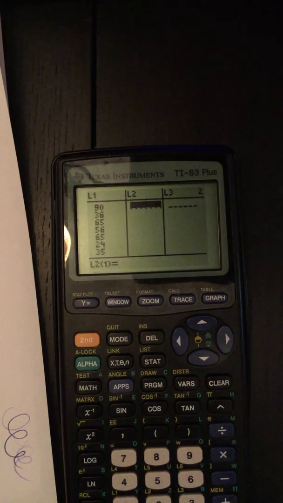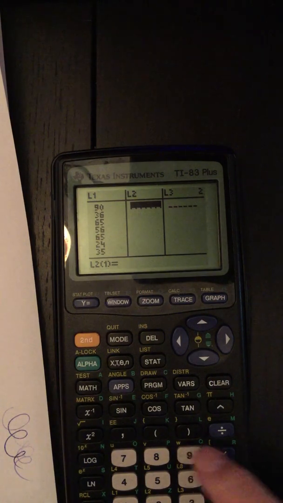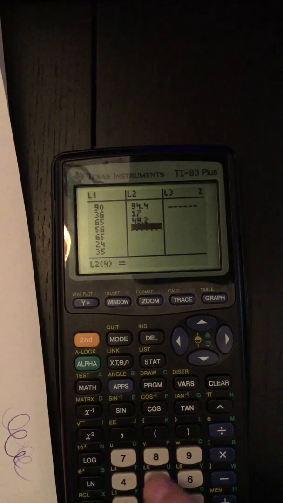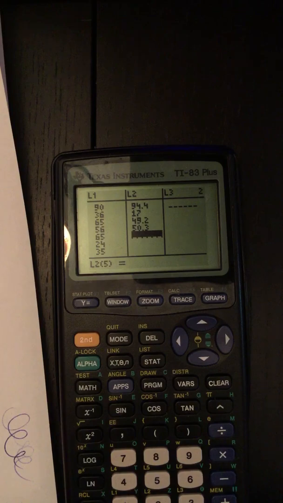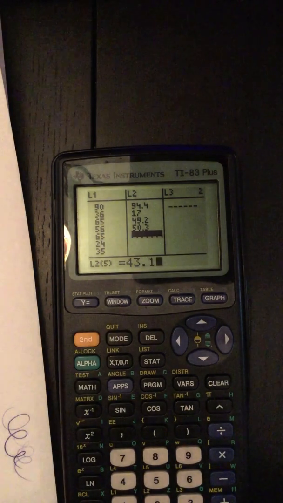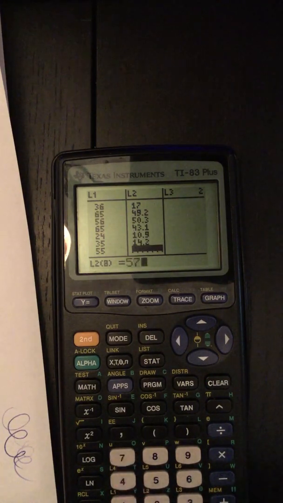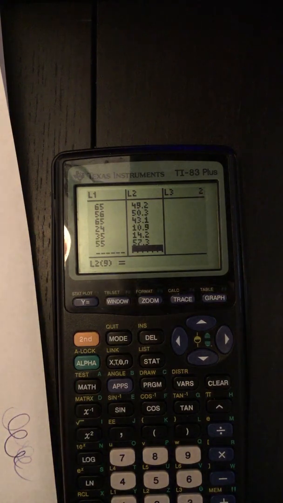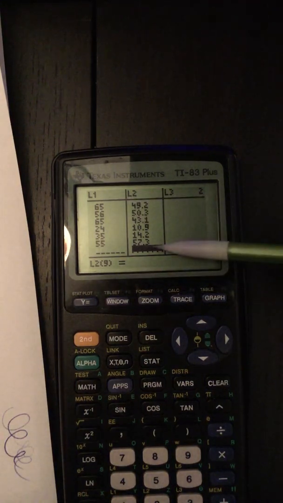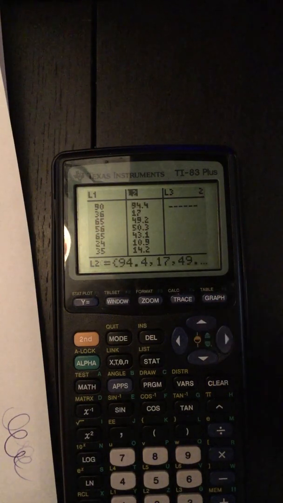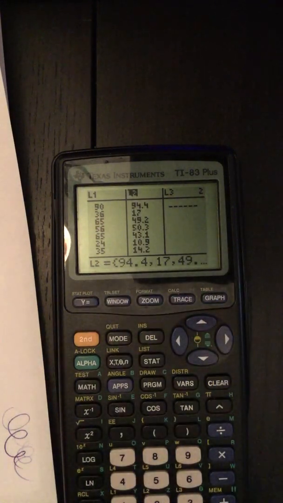And then go over to column 2 and enter in our y values. 94.4, 17, 49.2, 50.3, 43.1, 10.9, 14.2, and 57.3. Take a look over your data, make sure that it's all correct, because sometimes we put the wrong things in and we don't want that to happen, right? Looks all good to me. So we've got our data.